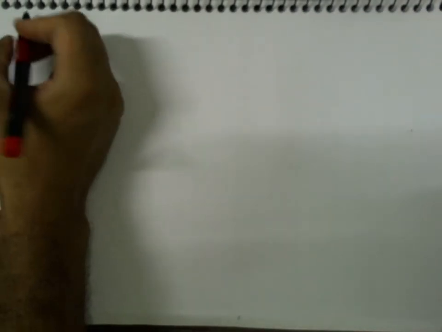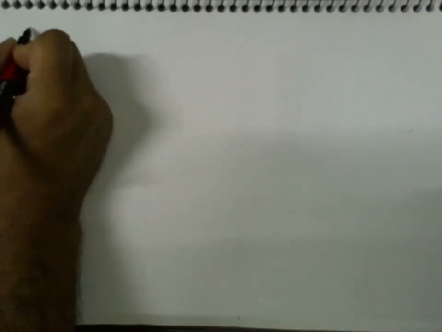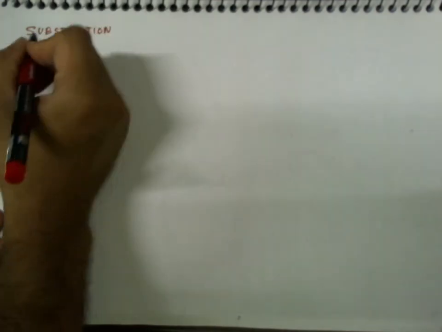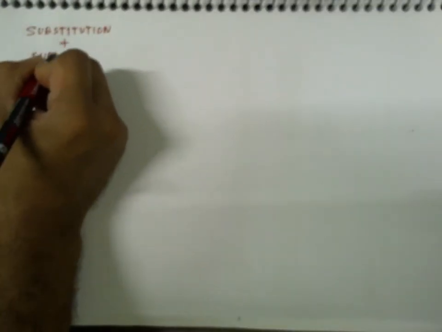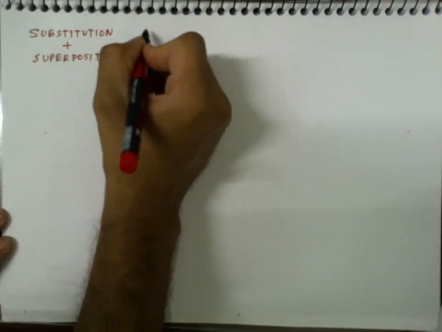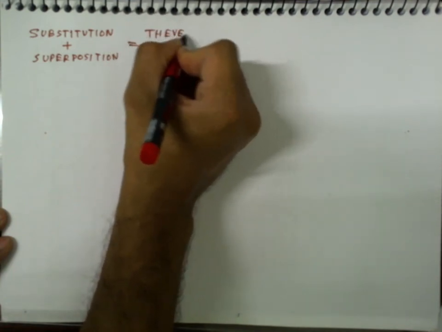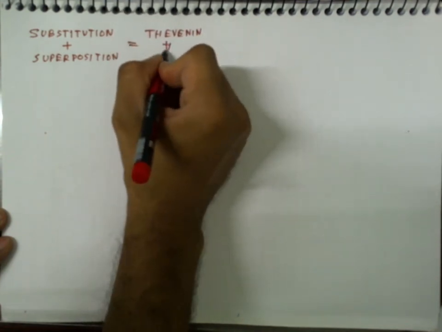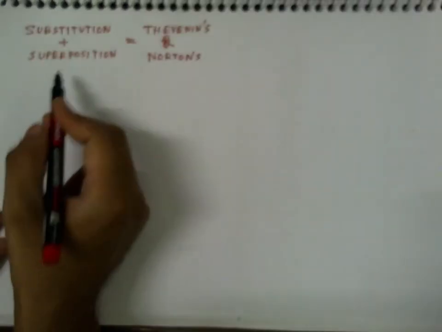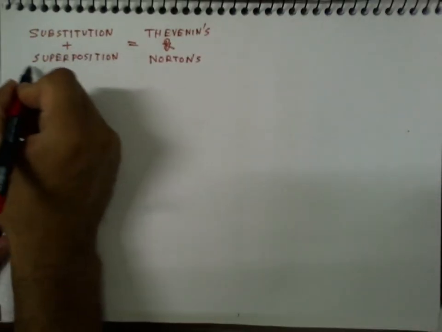So we have seen in our previous videos the substitution theorem and how powerful it is, that we can even derive Thevenin's and Norton's theorem from the substitution theorem and the superposition theorem. So we saw that the substitution theorem plus the superposition theorem together give Thevenin's and Norton's theorem. So this is how powerful the substitution theorem is.